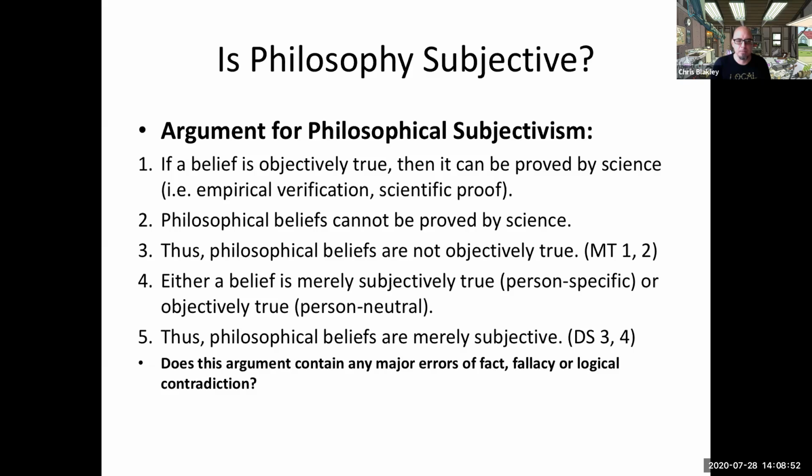So either a belief is merely subjective or person specific, or objectively true, meaning person neutral, impartially true. True regardless of whether anybody believes it or not, right? And then the final conclusion following from 3 and 4 is thus philosophical beliefs are merely subjective. So it's not hard to imagine people giving that kind of argument. Sometimes students show up to a philosophy class believing this very sort of thing, or dismissive of philosophy because it's not scientific, so it can't really show us anything that's objectively true for everybody, regardless of what we happen to believe. True in that capital T sense of the term.